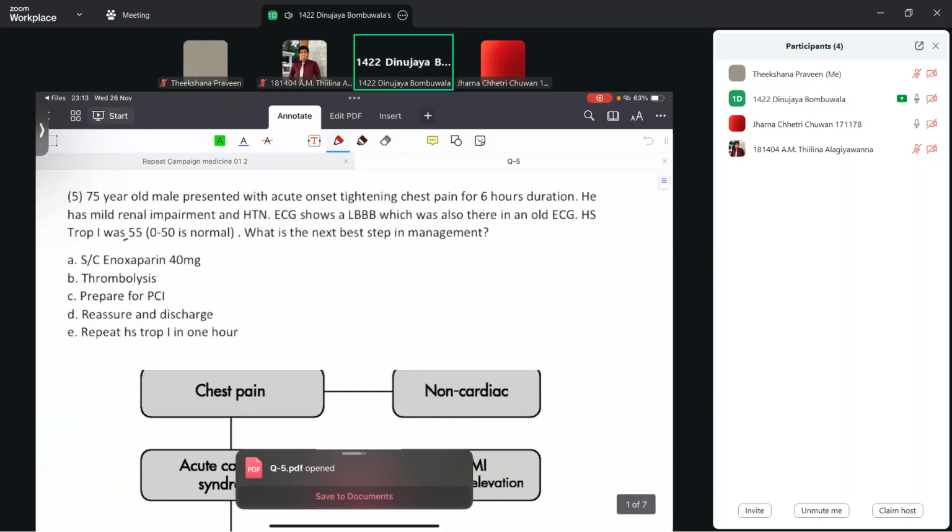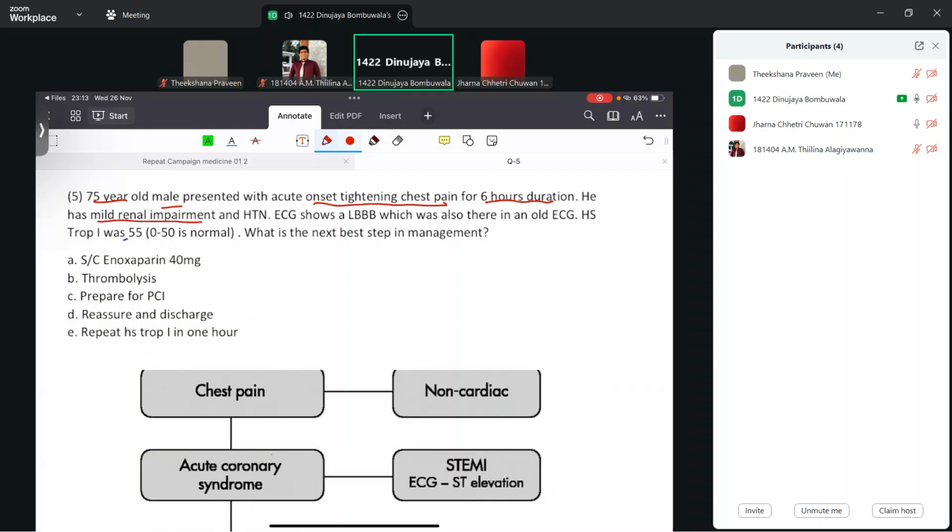A 75-year-old male with acute onset tightening chest pain for 6 hours, mild renal impairment, and hypertension. ECG shows left bundle branch block, which was also there in all previous ECGs. Troponin I (HS troponin I) is 55, very slightly elevated. What is the next best treatment? Septic management.